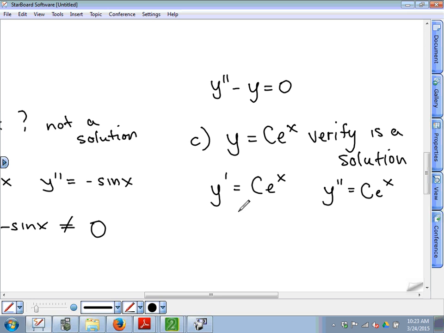Because can't C be -1? C could be anything. But I was just wondering, if it was y single prime minus y equals 0, would it still work? It still works. You're verifying that. But we need to verify it's a solution to this differential equation, so we had to find the second derivative. Okay? So y double prime subtract y is equal to c e to the x minus c e to the x, which is 0. So the c really didn't matter in that.